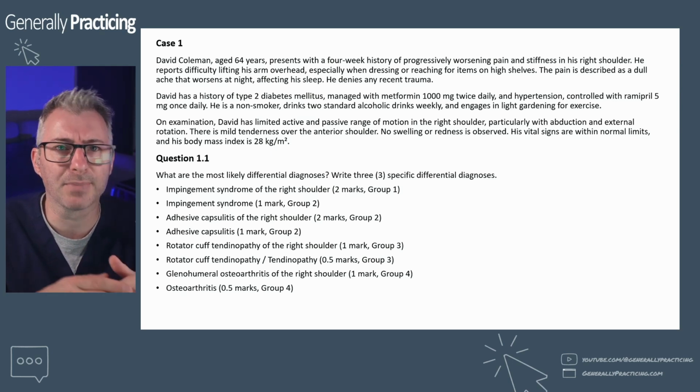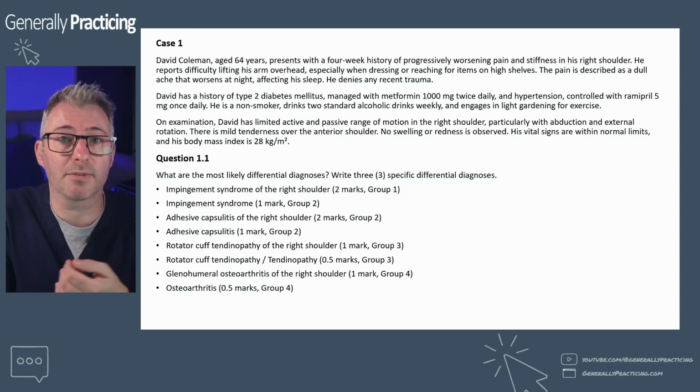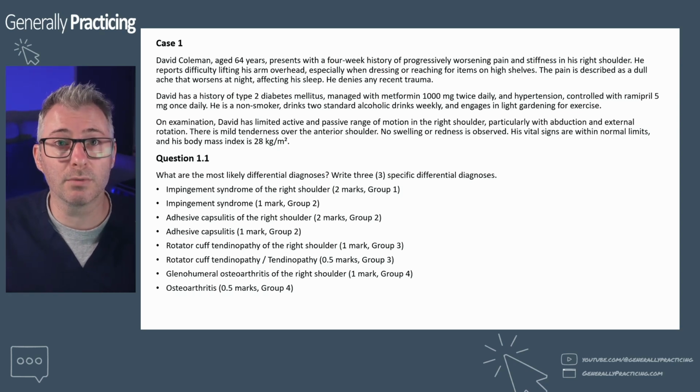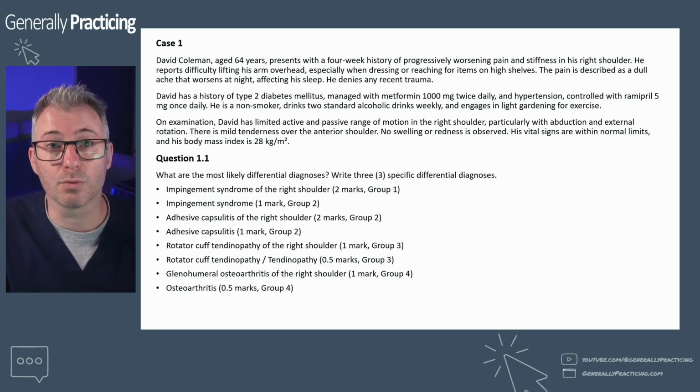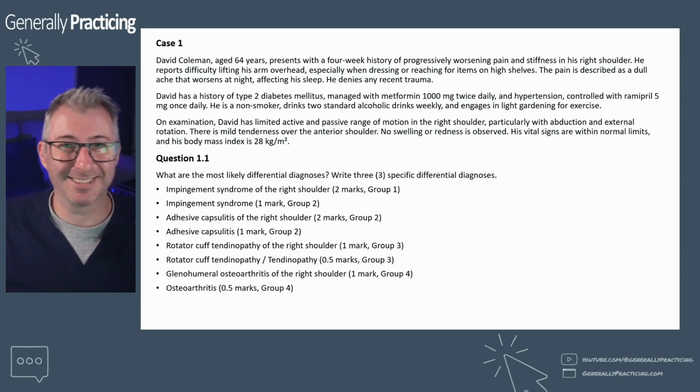That's called grouping. So here, 3 most likely differential diagnoses. These are our probability diagnoses then. We have impingement syndrome of the right shoulder. Again, we're specifying the side as well. And you'll note that actually gives you 2 marks as opposed to just saying impingement syndrome gives you 1 mark. Likewise, adhesive capsulitis of the right shoulder versus adhesive capsulitis. There we go.